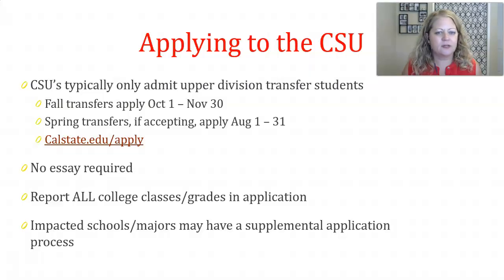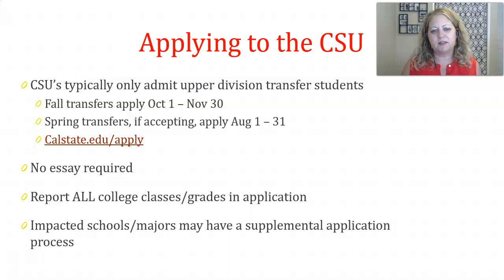All right, so as far as applying to the CSU goes, CSUs typically only admit upper division transfer students. And as an upper division transfer student, that means you have 60 or more CSU transferable units. You don't need to have that 60 at the time of the application. You need to have that 60 by the time you're registering in the system.